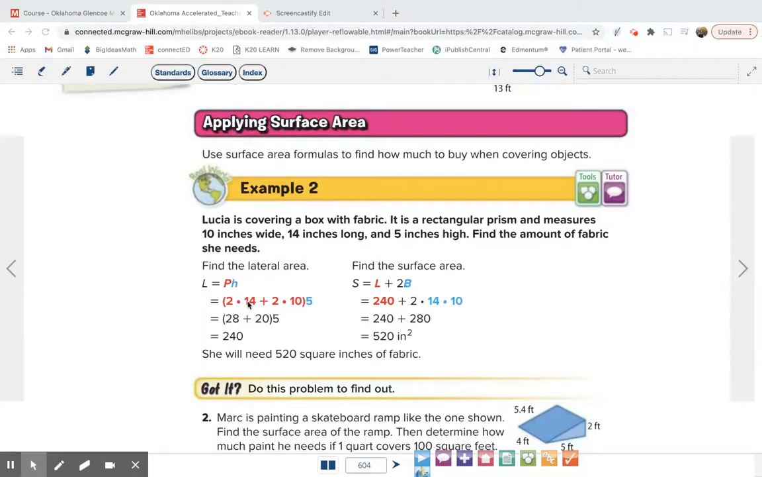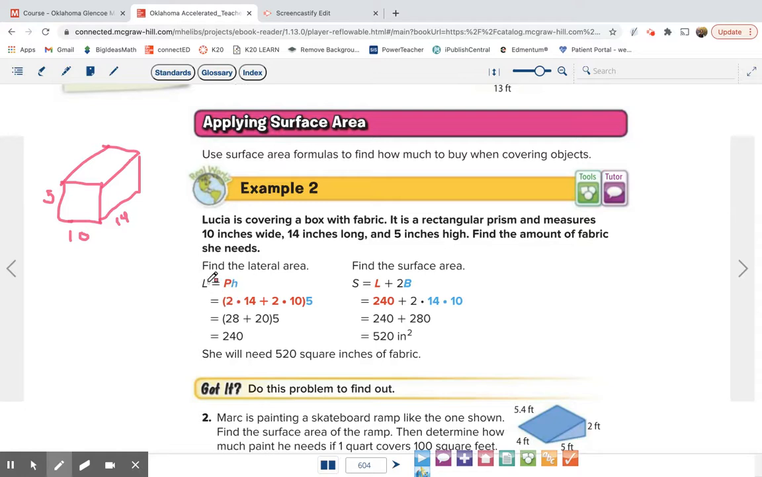Okay, so now we're going to look at the same type of problem, but now using something other than just a shape. So it says Lucia is covering a box with fabric. It's a rectangular prism, and it measures 10 inches wide, 14 inches long, and 5 inches high. Find the amount of fabric that she needs. Okay, so you can draw a picture if you want to. You don't have to. I'm going to do my best. This is not going to be pretty. Okay, so it is 14 inches long, 10 inches wide, and 5 inches tall.